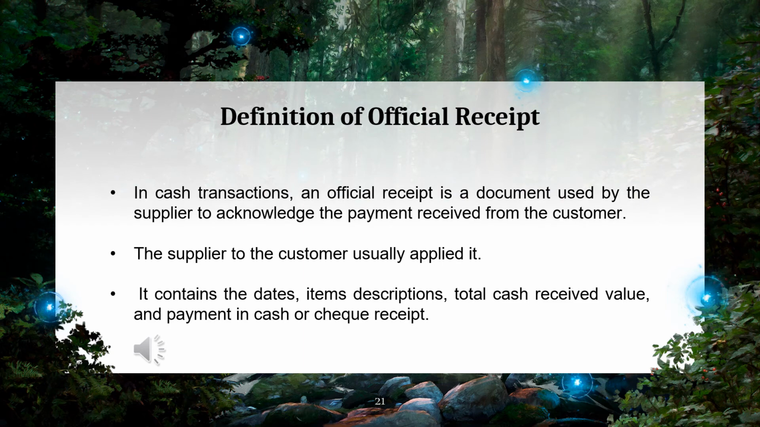Today I want to share about the official receipt. Let's see the definition of official receipt. In a cash transaction, an official receipt is a document used by the supplier to acknowledge the payment received from the customer. The supplier usually issues it to the customer. It contains the date, item description, total cash receipt value, and payment in cash or check.